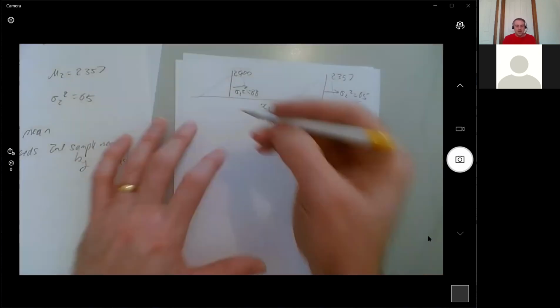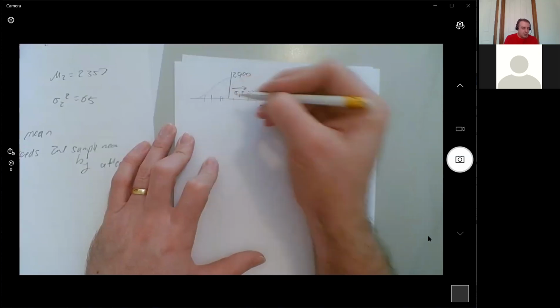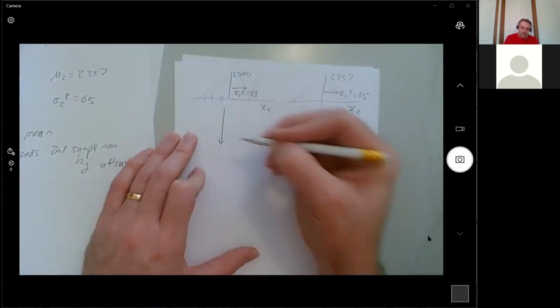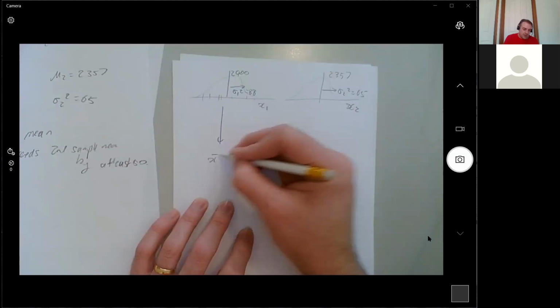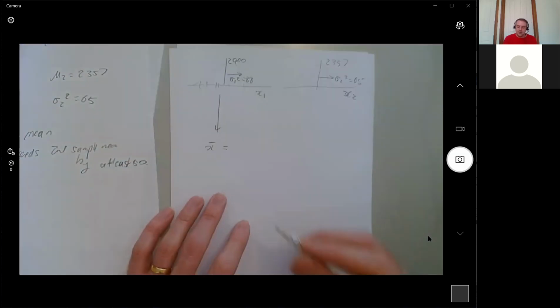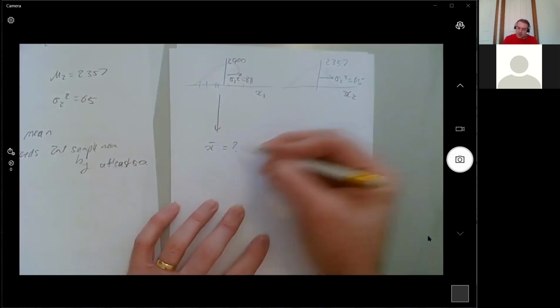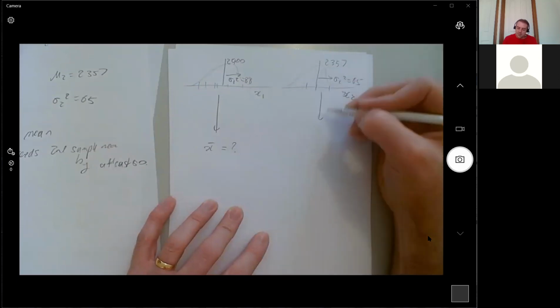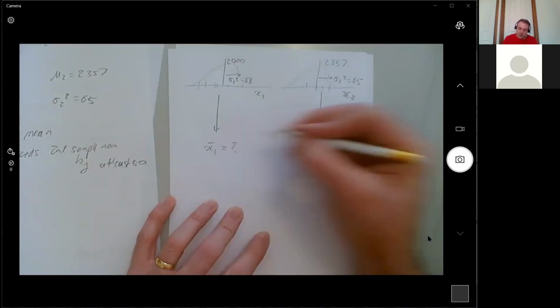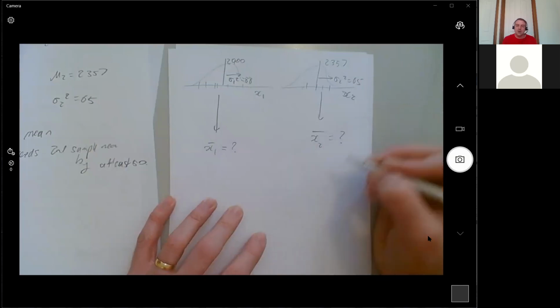And then we take a sample of 8 of these ones, and we figure out an X1 bar, and it comes out to whatever it comes out to. And then we take a sample of 5 of these ones, and we figure out an X2 bar, and it comes out to whatever it comes out to.